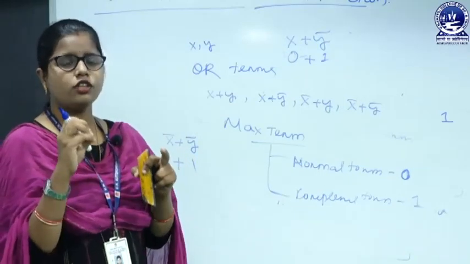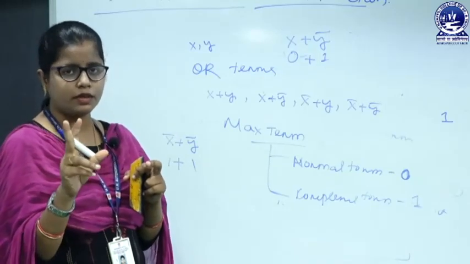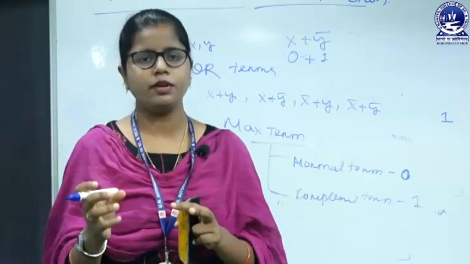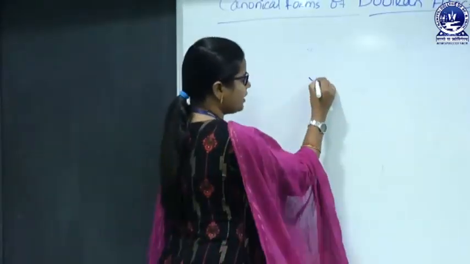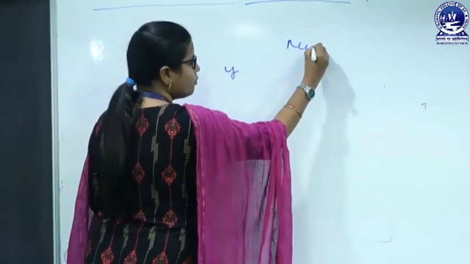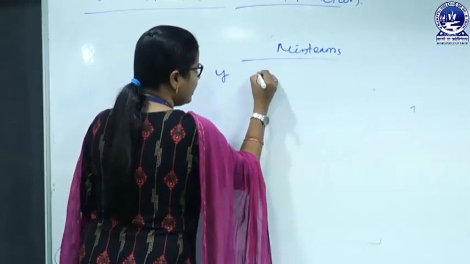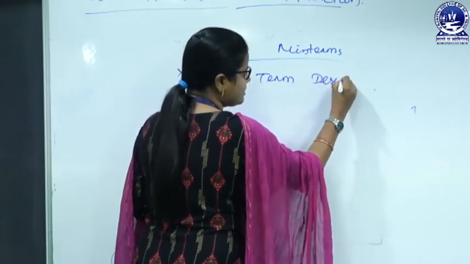So let's draw the truth table for the min term and max term. We have two variables x and y. Then we will go for forming the min terms, and for that we will have a column for the term and another column for the designation.